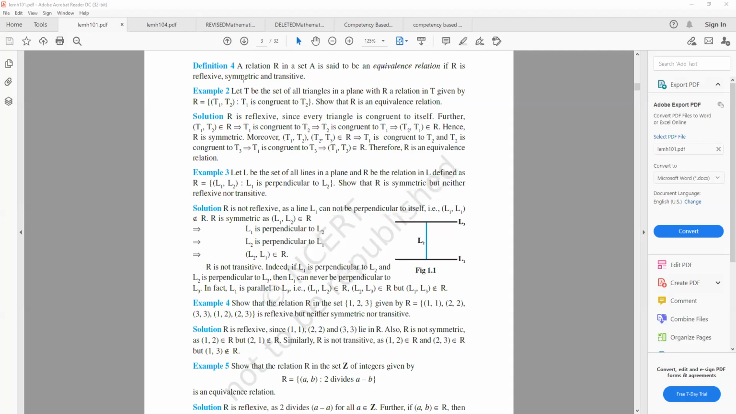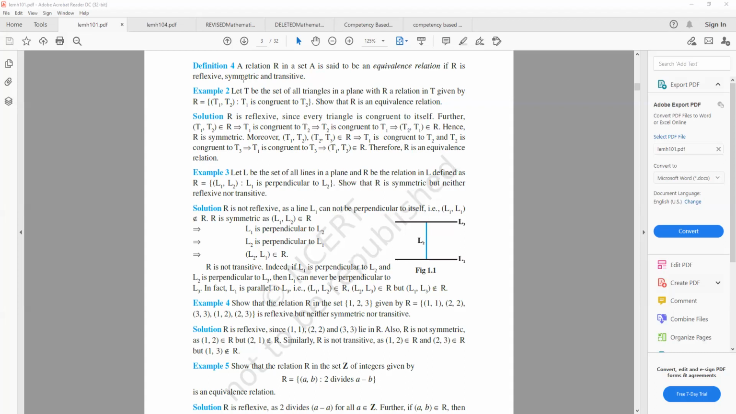Means if a relation in A is said to be a universal relation, if that relation contains all the elements of A cross A. That matlab every element or each element of that set is related to every element of the other set. Then we have seen three different types of relation: reflexive, symmetric, and transitive.